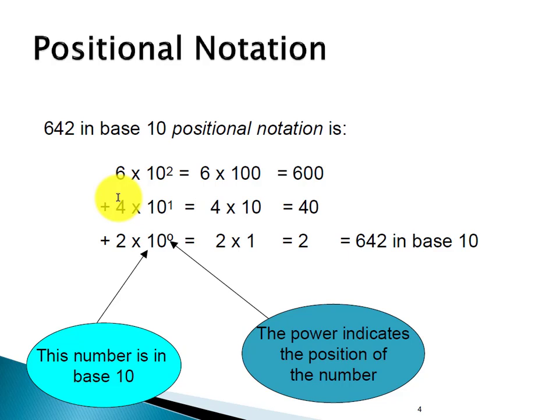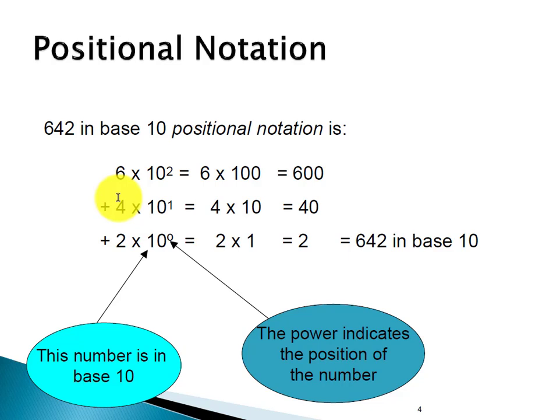For base 3, it's 0, 1, and 2. For base 4, it's 0, 1, 2, 3. For base 5, it's 0, 1, 2, 3, 4. For base 6, it's 0, 1, 2, 3, 4, 5. For base 7, it's 0, 1, 2, 3, 4, 5, 6, and so on.